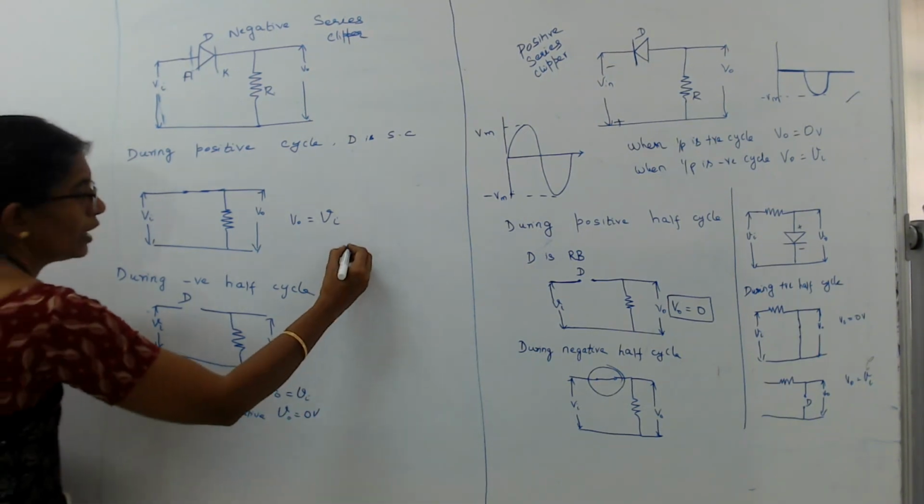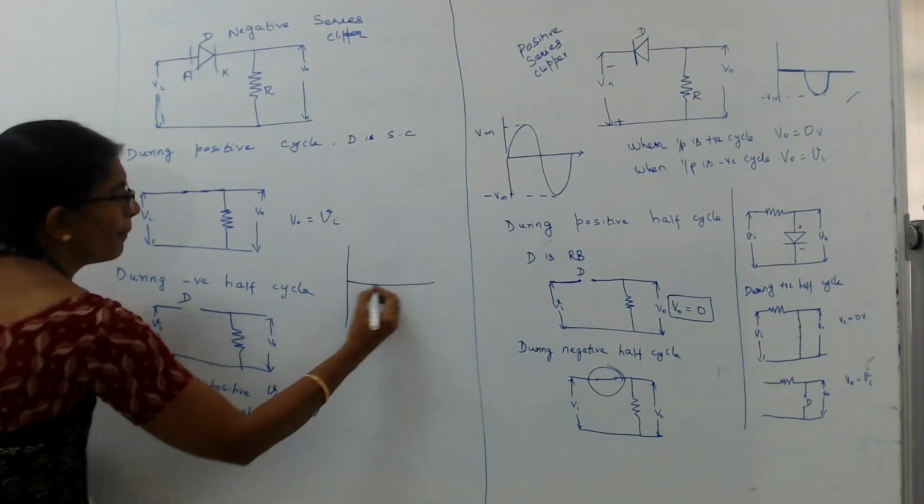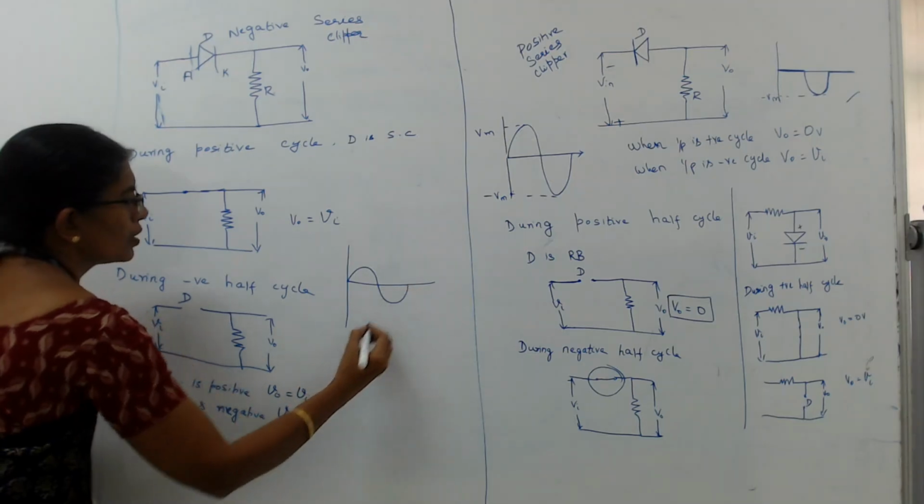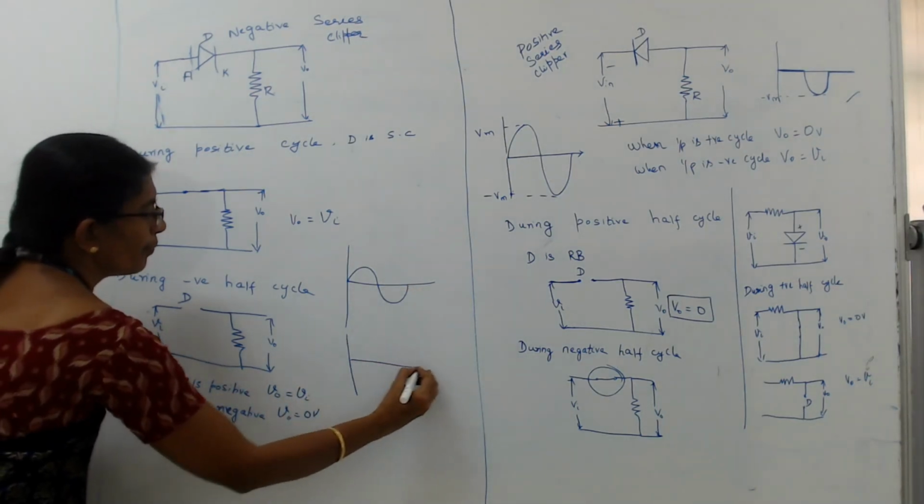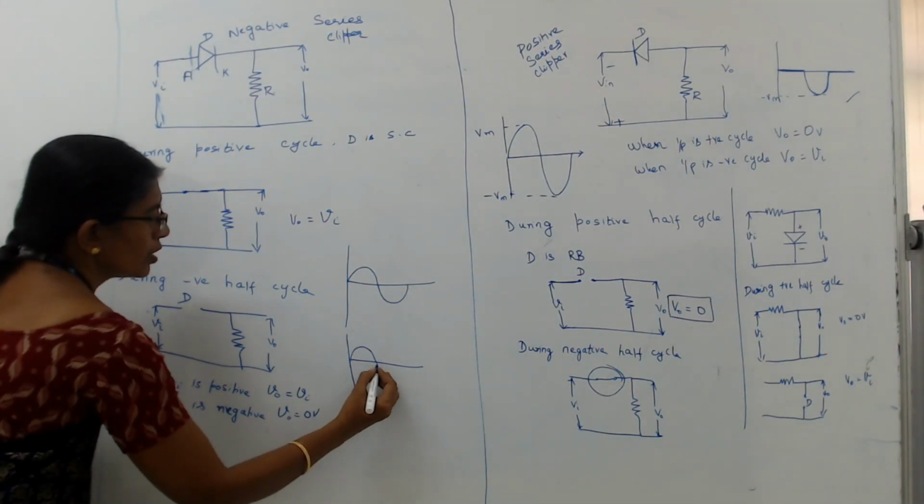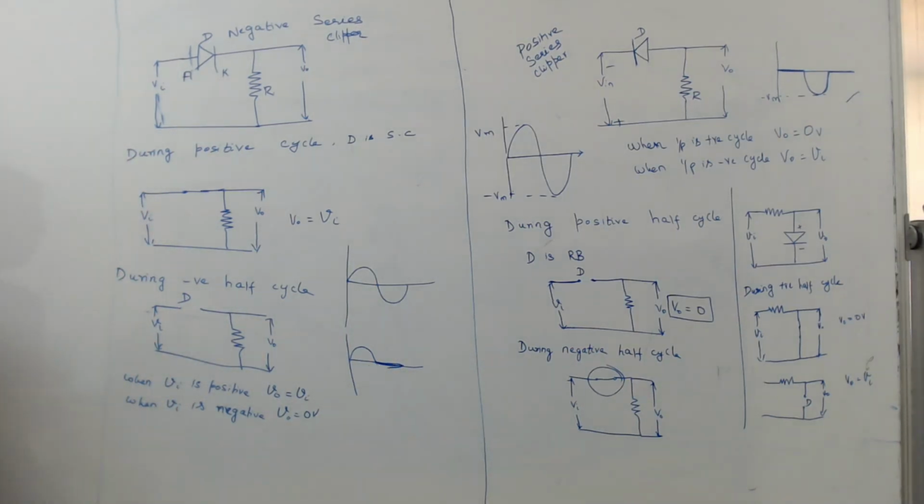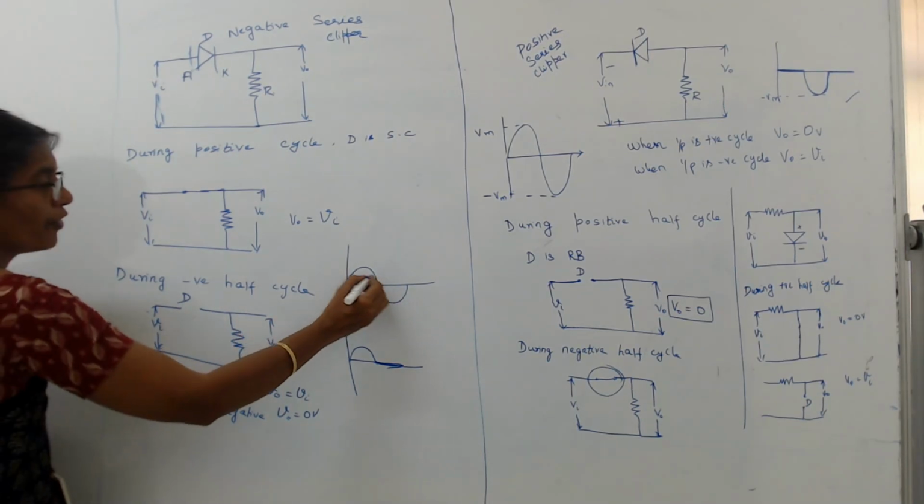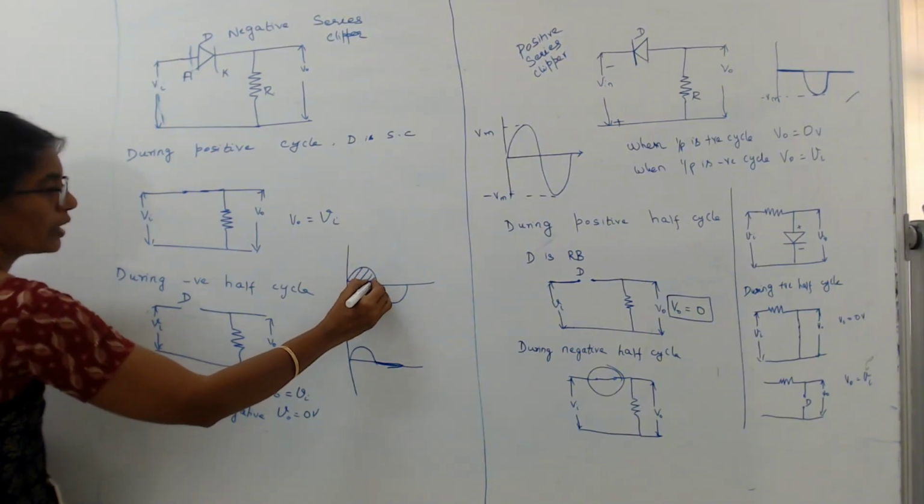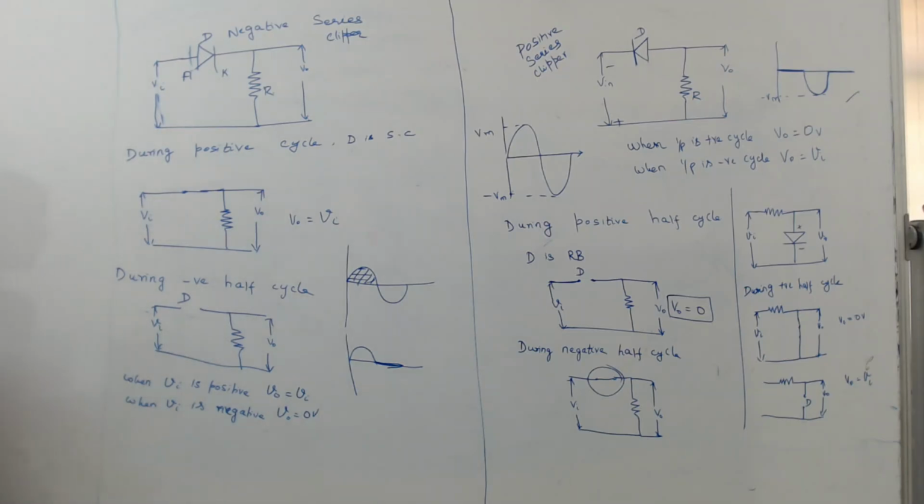So if the input is given in this form, the output will be only the positive half. For the negative half, we will be getting the output as 0. So this is a series clipper. Here the negative series clipper clips the negative half and allows only the positive part of the input to appear at the output side.